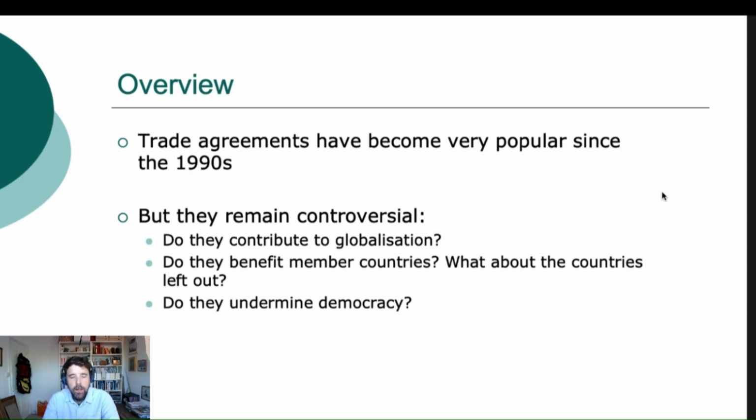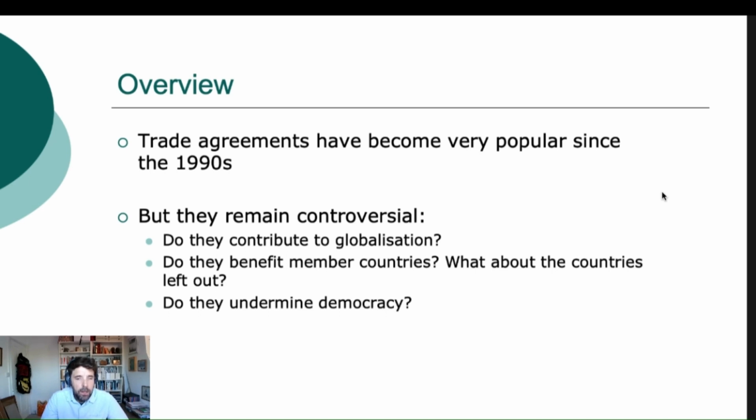On the one hand, we're going to think about what's their relationship to globalization. Do they contribute to globalization, or are they actually a hindrance to globalization, counterintuitive as that might seem? We're then going to ask whether they really benefit the countries that are entering into these agreements. Just because they're popular doesn't mean they're beneficial. Countries might be going into forming these agreements without actually realizing whether they're beneficial or not. And we're also going to have to think about what about the countries that are left out of these sorts of agreements? How are they affected?